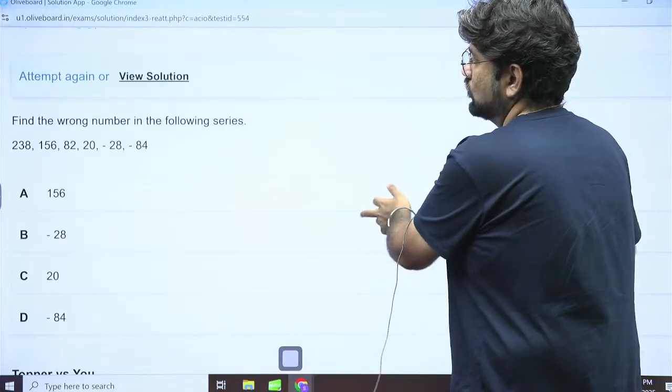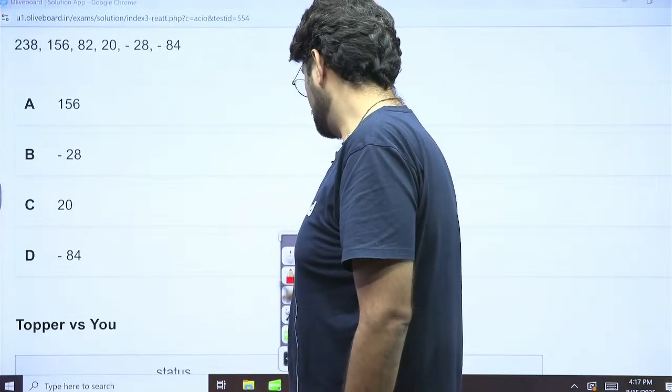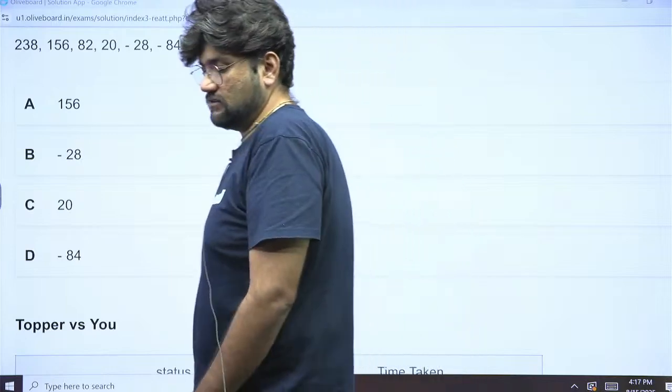Next. Oh, this is a very good question. This is an excellent question. Just give it a shot. You might never have come across such a question in SSC examinations.